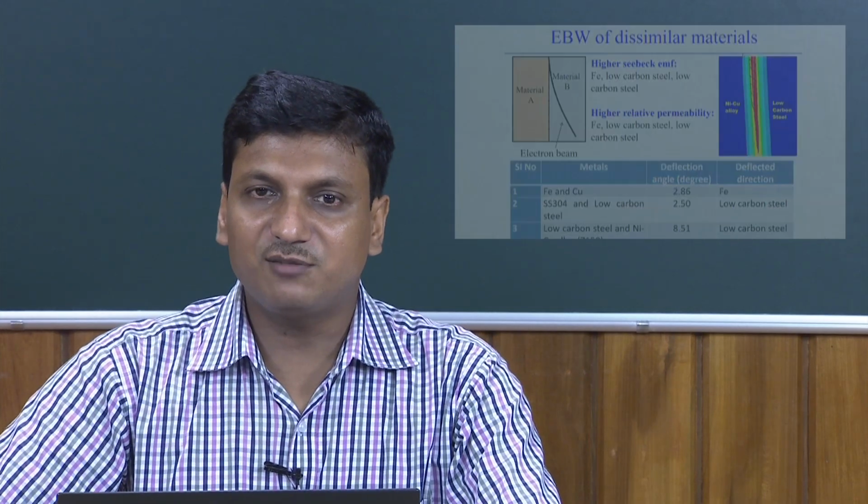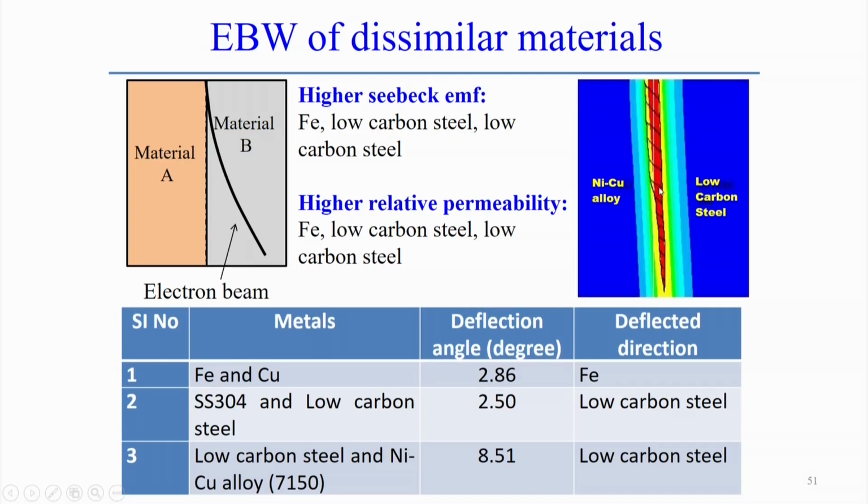And we have seen there are some simulated results also. If you see the highlighted color between these two, the simulation has been done between the nickel copper alloy and, on the right hand side, the low carbon steel. Here you can see the beam is deflected towards the low carbon steel. So, from that simulation it is obvious that there must be some deflection if we correctly consider the Seebeck effect in all these cases.